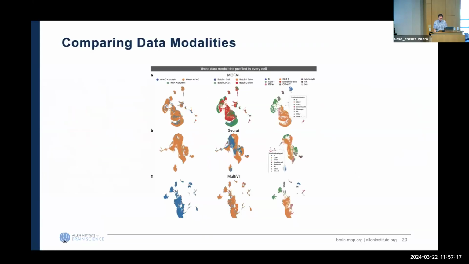This is just showing an illustration of the method here. There are various approaches by which this problem of data integration has been approached by others. A famous one is Seurat, right?